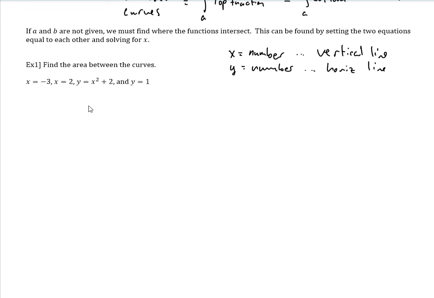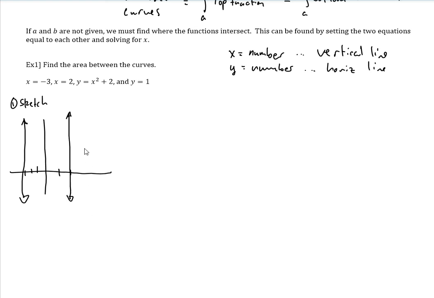Okay, so with this problem right here, what we want to do in these problems is always sketch it. So step one is let's go ahead and make a quick sketch. Okay, so we'll have our sketch, and with this we have x equals -3, so I'm going to say that's something like that. And then x equals 2, so maybe something like that. And then y equals 1 is something like this.